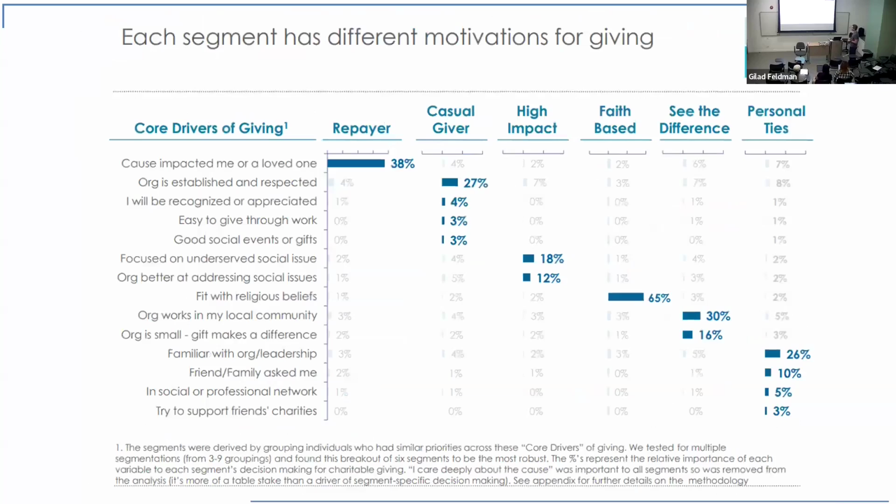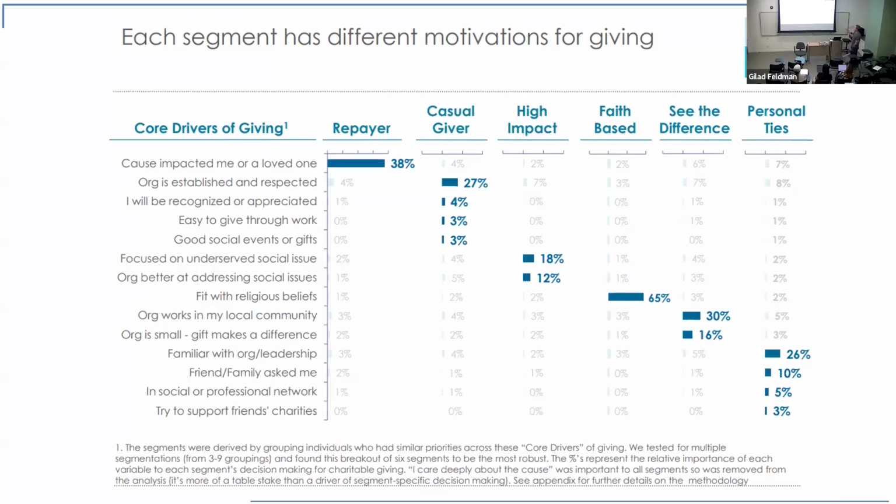Why do people give? What is it that caused them to give? So this is a big one: cause impacted me or a loved one. Somebody in the family had cancer or is affected by some kind of disease. Maybe they're blind, they need a guide dog or something like that. Then you see a problem in your immediate family or a close one, and you say, okay, this is an important cause to me. I don't want other people to suffer from this, or I want to help my loved one. So 38% are people in that category.